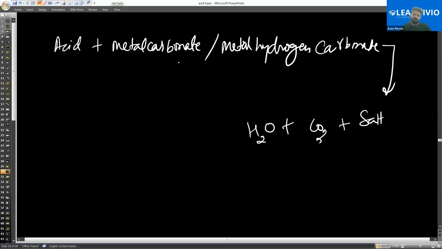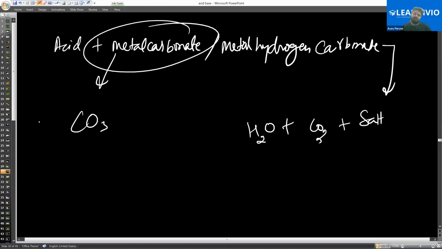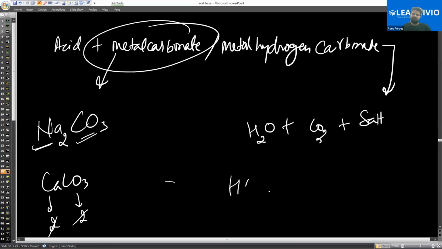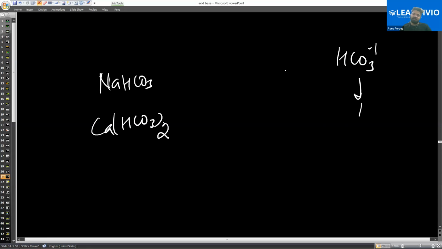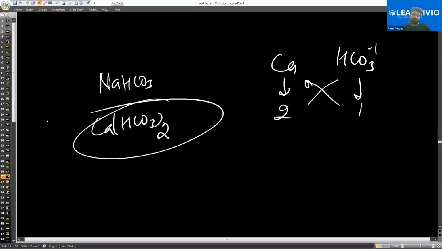Now what is metal carbonate? The carbonate group is CO3. When any metal is attached with carbonate, like Na2CO3, that is the formula for sodium carbonate. CaCO3 is the formula for calcium carbonate because both have valency 2. So the formula will be accordingly, but when a metal is attached with the carbonate group, that forms a metal carbonate. And similarly, hydrogen carbonate is HCO3. If it is attached with a metal, like sodium hydrogen carbonate or calcium hydrogen carbonate, hydrogen carbonate has valency 1 and calcium has valency 2. You cross multiply, you will get Ca(HCO3)2. This is calcium hydrogen carbonate.